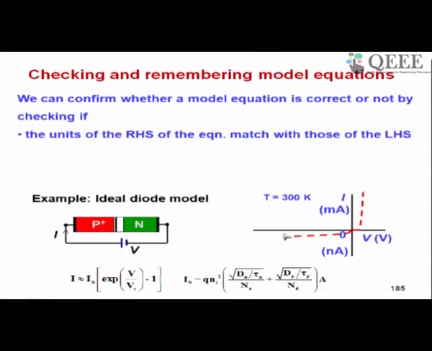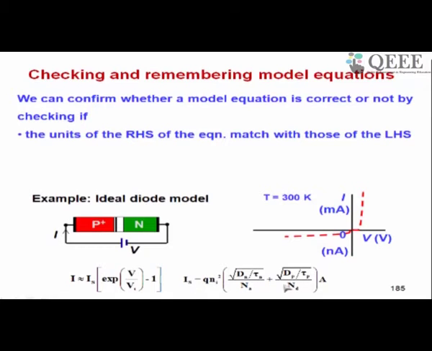We can confirm whether a model equation is correct or not by checking if the units of the right hand side of the equation match with those on the left hand side. Okay, even before we go to the limits, first we should check the units. Now let us check. I have written a lengthy formula for Is. Did I forget some terms here? How do I know? So the way to do it is, let us check the units first. So let us write down the units of the right hand side here.